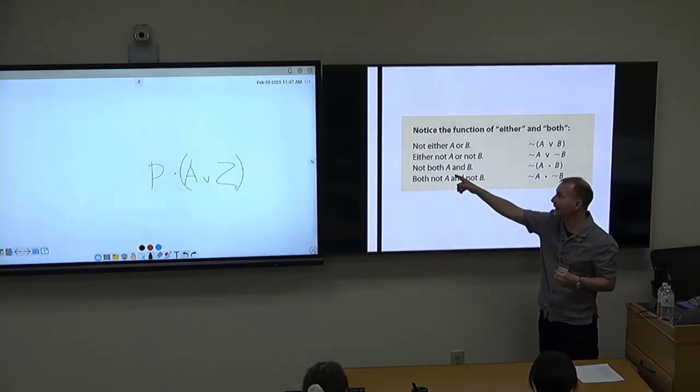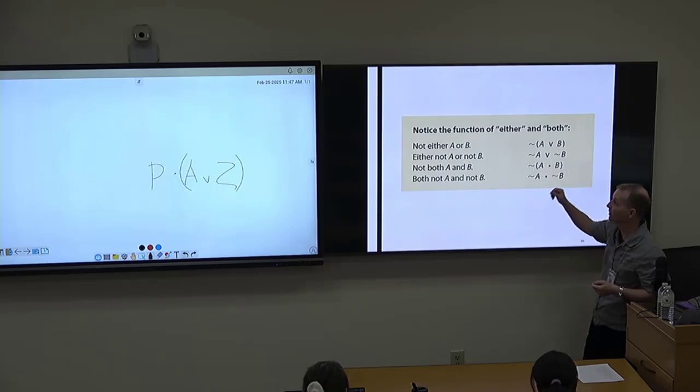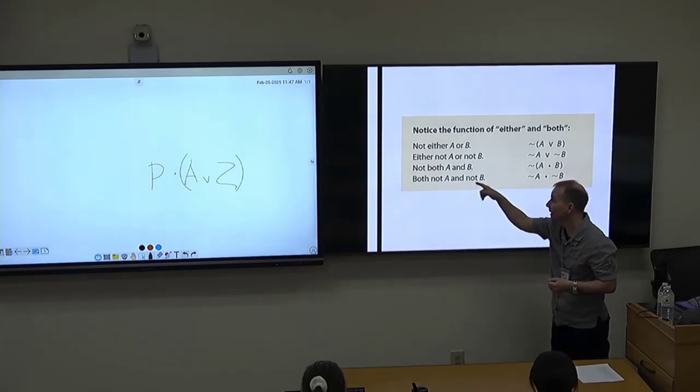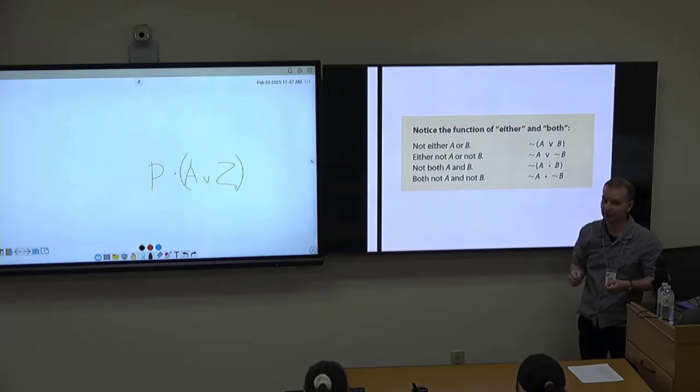Similarly, not both A and B, you're putting the not outside of parentheses. The word both shows that they are in parentheses. Both not A and not B, here you have to put negations next to A and next to B.